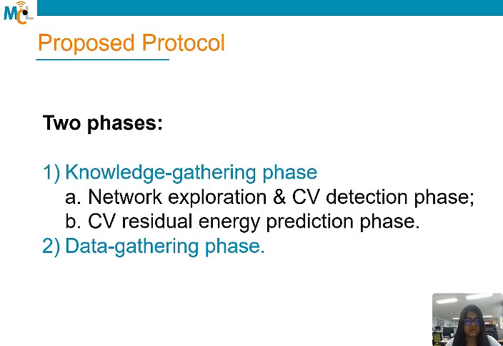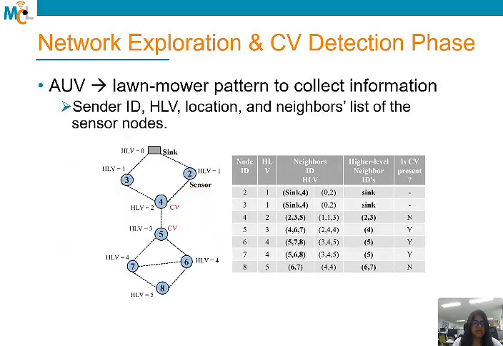This proposed protocol is divided into two phases. In the first subphase, network exploration and cut vertex detection, the AUV moves in a lawn mover pattern to collect information. The AUV doesn't have any knowledge of anything except the area of deployment. It collects the ID, level, location, and neighbor list of the sensor nodes. Then it checks what the higher level nodes of the neighbor nodes are.